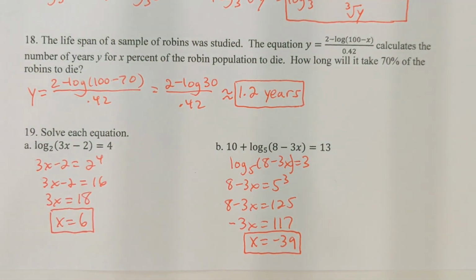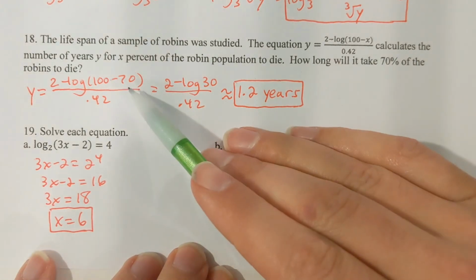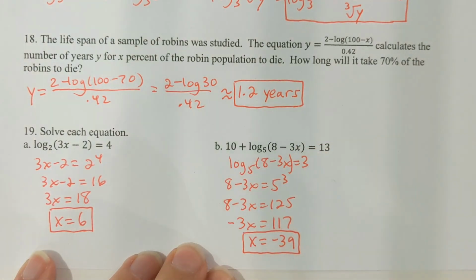The lifespan of a sample of robins was studied. The equation that you see there, it calculates the number of years y for x% of the robin population to die. How long will it take 70% of the robins to die? Okay, well, x is the percent, so I would just simply plug in 70 and simplify, so I get y. And I've done that. Okay, plug in 70. 100 minus 70 is 30.